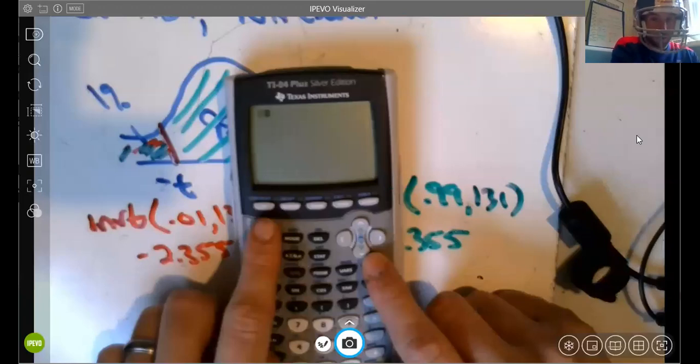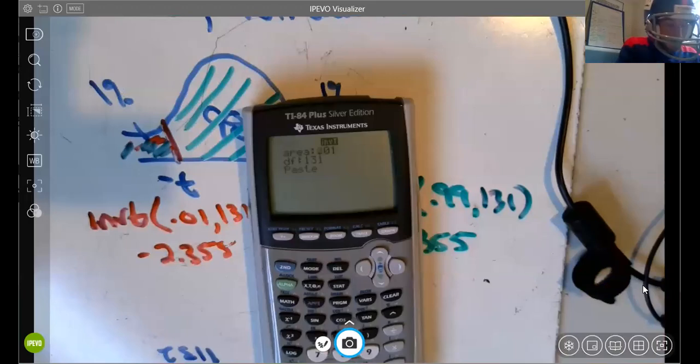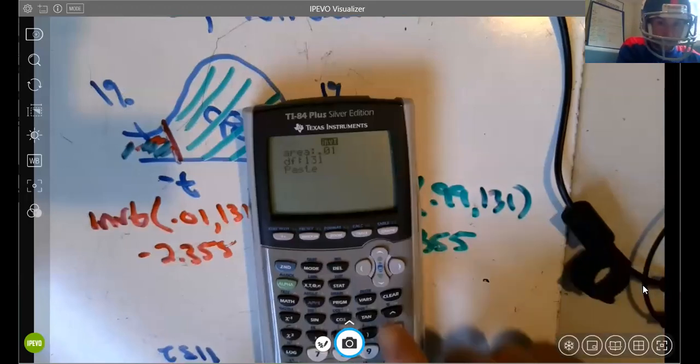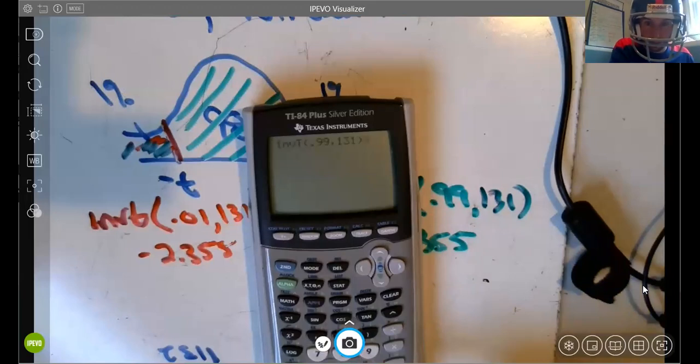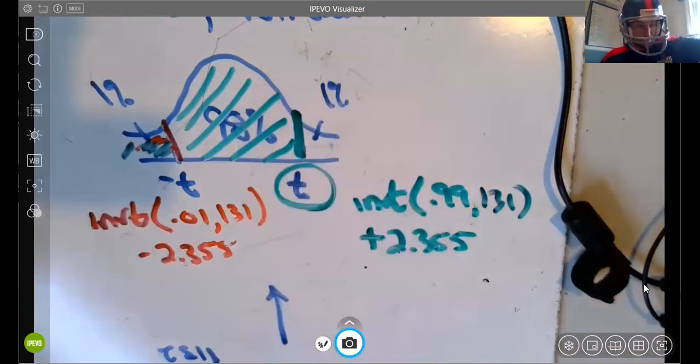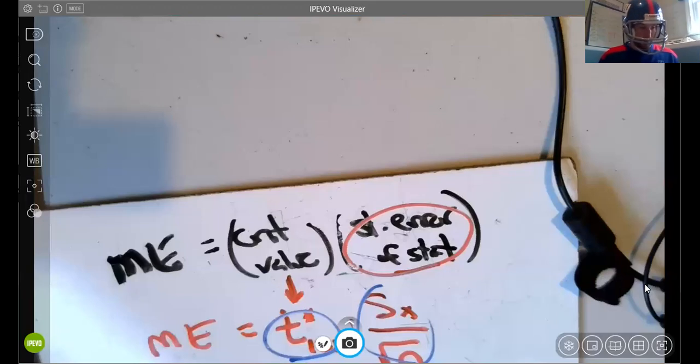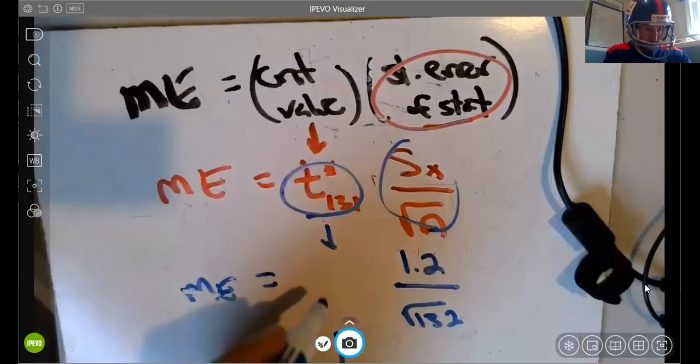That seems bad. We're going to go second vars, inverse t. 0.0, we'll go 0.99, 131. Hopefully that wasn't lying. All right, cool, I'm not lying. So then we jump back over to here. And so now we know this was 2.355.